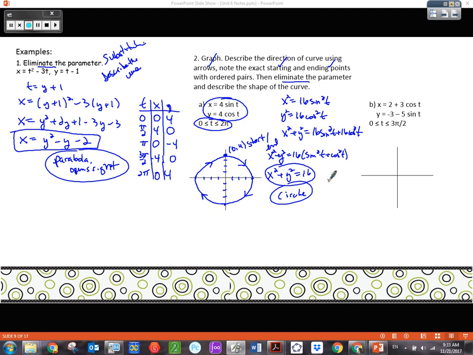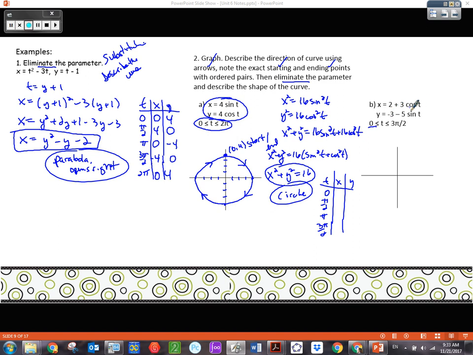So let's put it here. T, X, Y. We start at 0 and we go to 3 pi over 2. So let's do 0, pi over 2, pi, and 3 pi over 2. Let's do those. Are we getting a good idea of how to do the t-chart? Are we okay with that? I'm going to take the 0 and sub it up here into each of these locations.